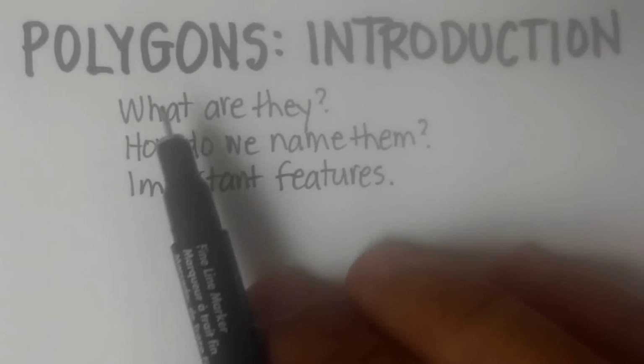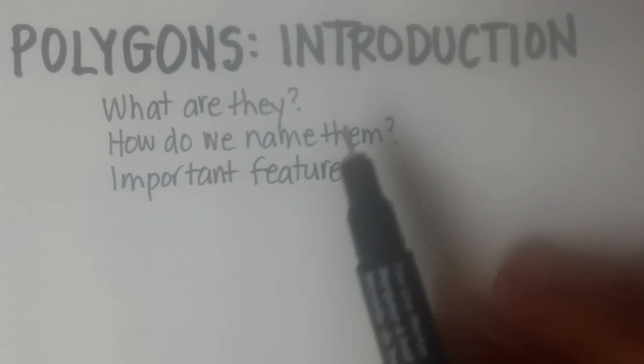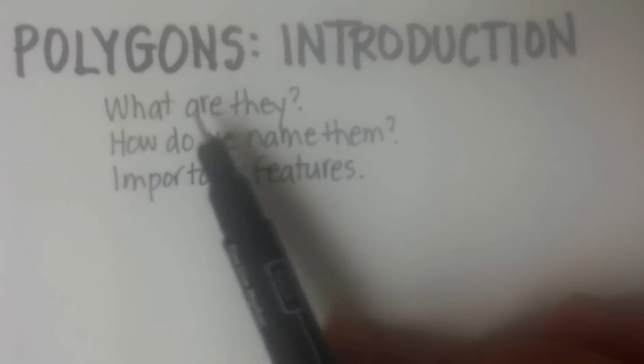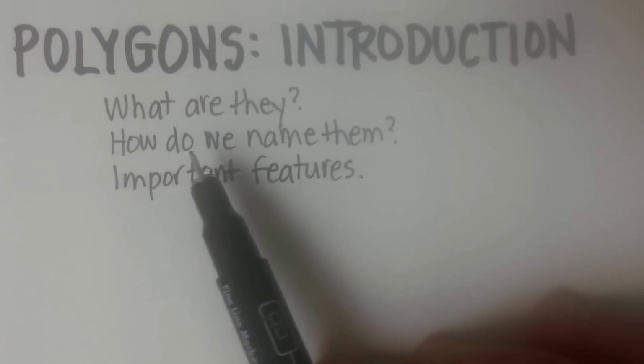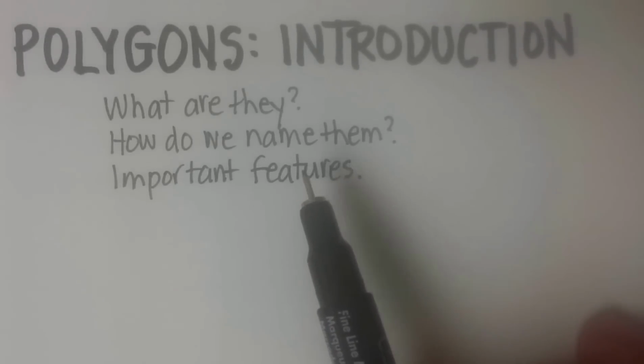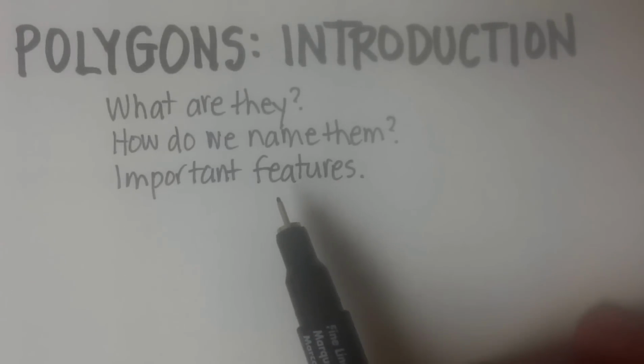In this video, we're going to go over an introduction to polygons, and we're going to answer three specific questions, or characteristics. First of all, what are they? How do we name them? And what are some important features or characteristics of polygons that we need to know, vocabulary if you want, so that we can talk about them later on. So let's start right in.